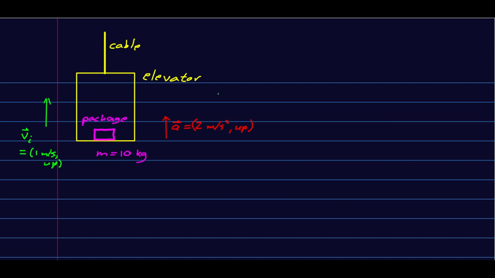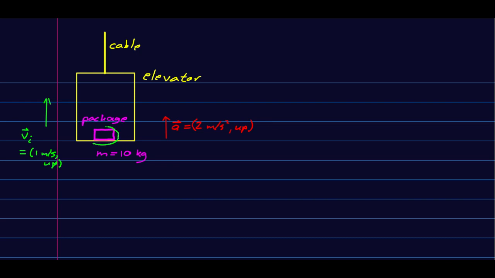Let's look at an example now that isn't equilibrium. We've got an elevator here and a package in it, and the elevator is accelerating at 2 meters per second squared up, and it's initially going 1 meter per second up. And let's figure out what force the floor is exerting on the package.